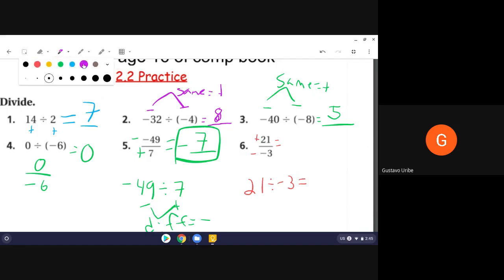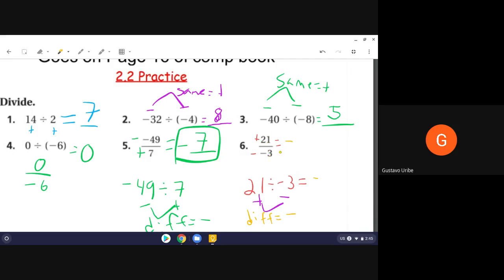All right, so now let's look at this. This is a positive. This is a negative. These are different signs. And as we know, different is going to equal a negative. So now my answer is going to be a negative.